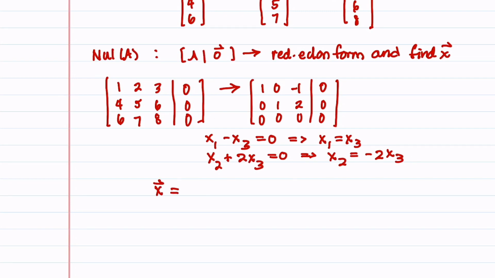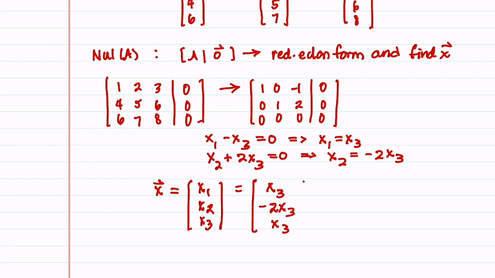Putting this all together, we get x is x1, x2, x3. And then we'll plug in what these are equal to. So we have an x3, a minus 2x3, and then an x3. And we'll pull out the x3, and we have the vector 1, minus 2, 1. This vector is our null space.